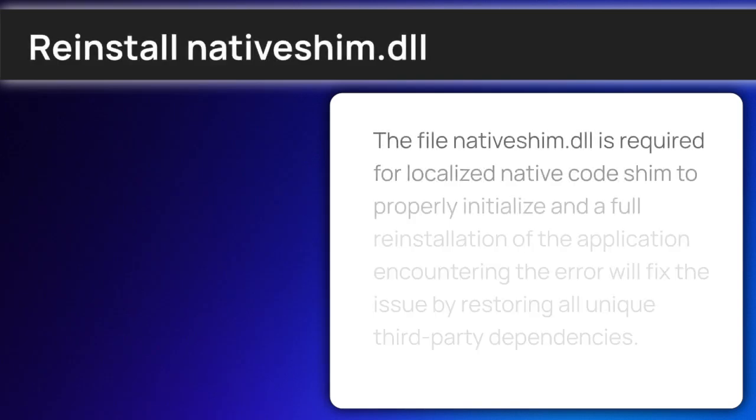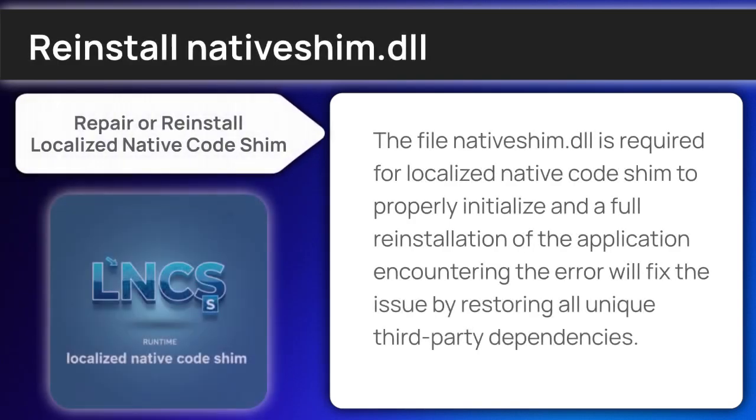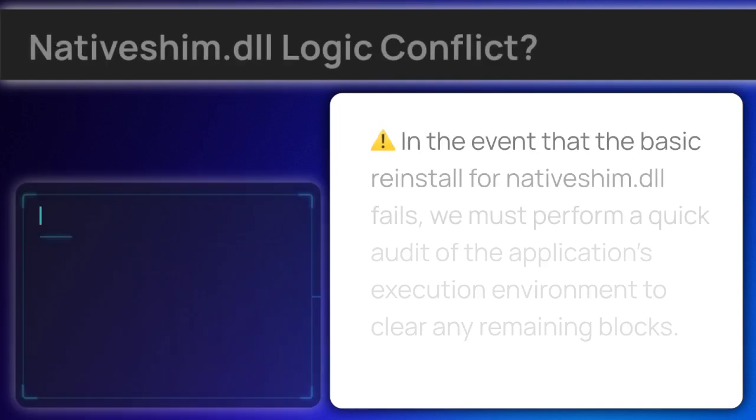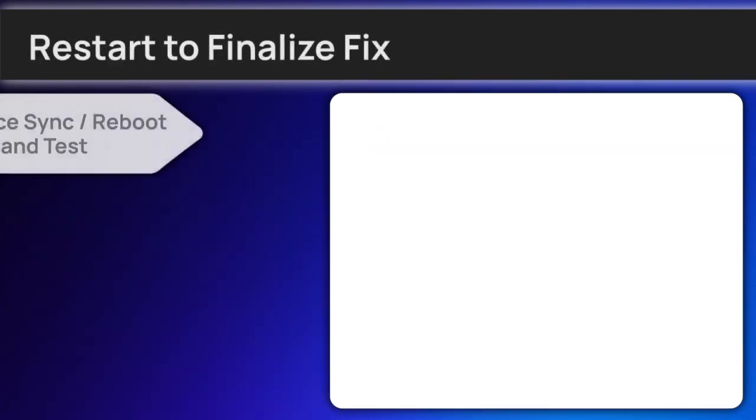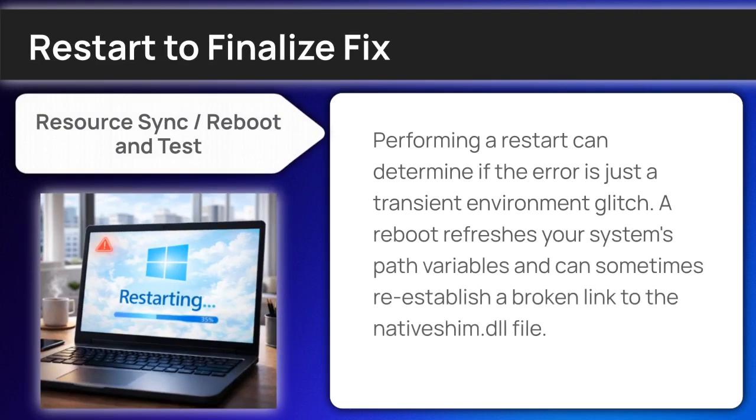The file Native Shim Library DLL is required for the localized native code shim to properly initialize, and a full reinstallation of the application will fix the issue by restoring all unique third-party dependencies. Should the reinstallation fall short, the next step in our protocol is to validate the integrity of your system's startup environment. Performing a restart can determine if the error is just a transient environment glitch. A reboot refreshes your system's path variables and can sometimes re-establish a broken link to the Native Shim library file.